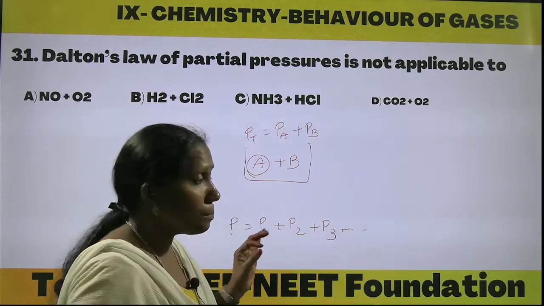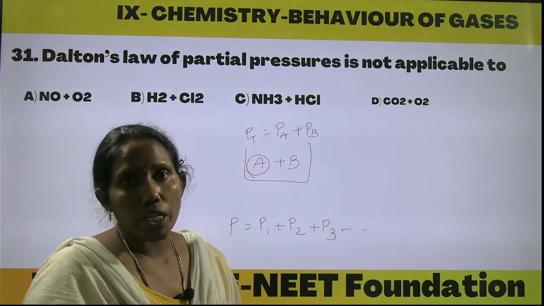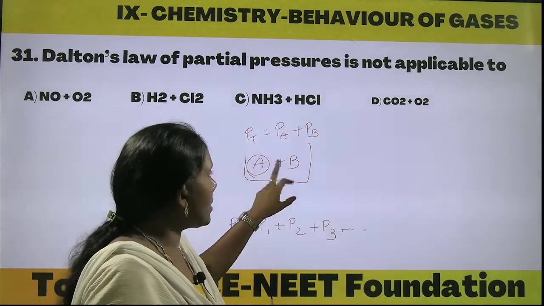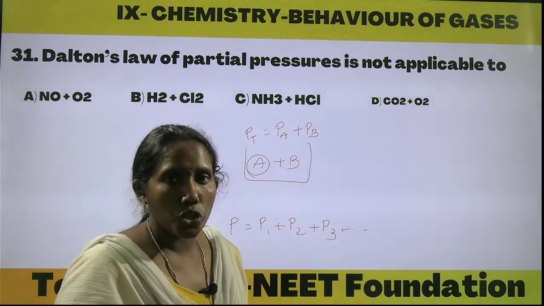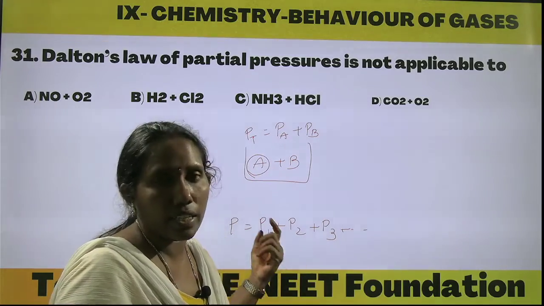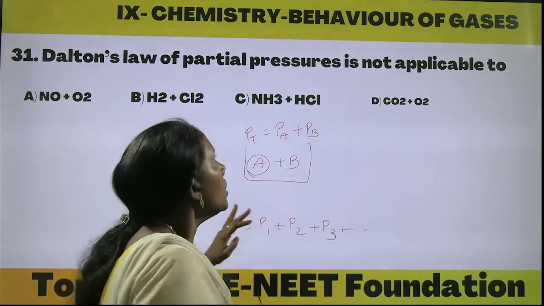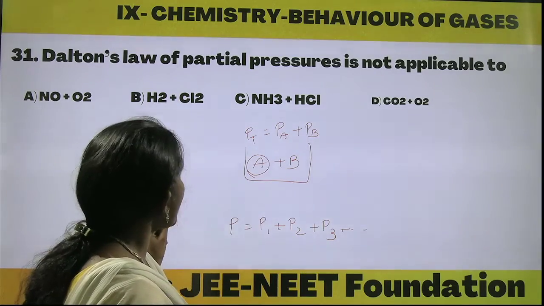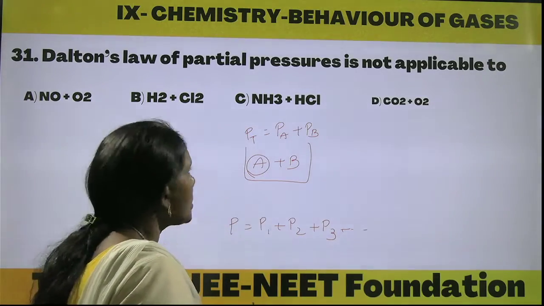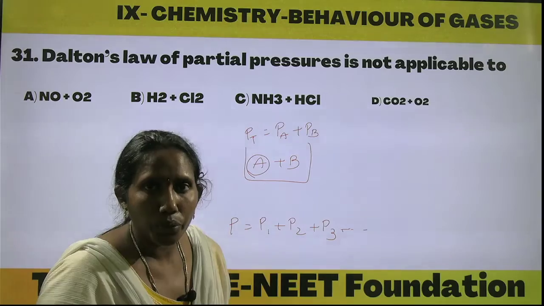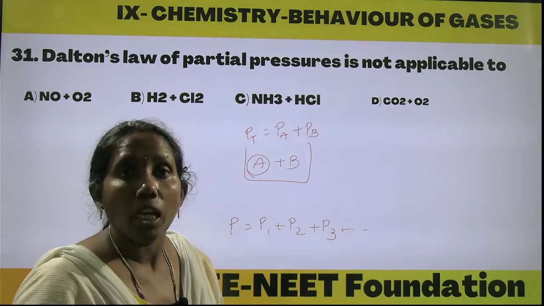But the main condition for this Dalton's law of partial pressure is that the two gases are non-reactive. A and B are not supposed to be reactive. If they react with each other, then Dalton's law of partial pressure does not apply. So the question is, Dalton's law of partial pressure is not applicable to. In the given options, which gases are reactive? For those gases, Dalton's law of partial pressure will not be applicable.